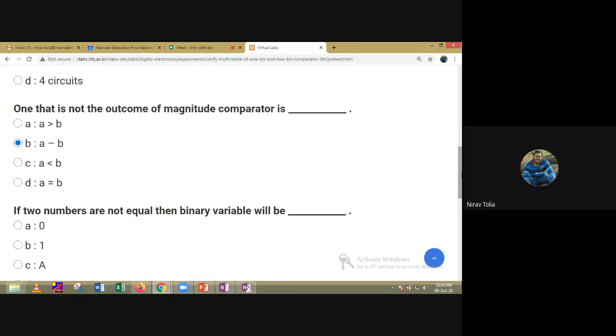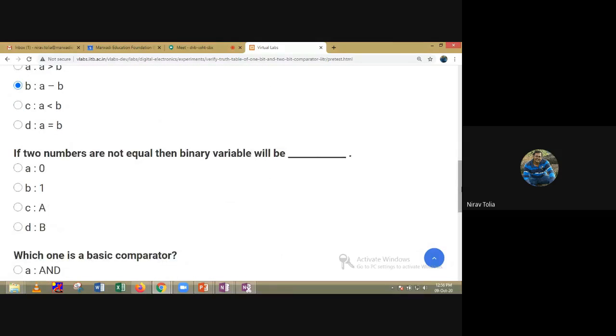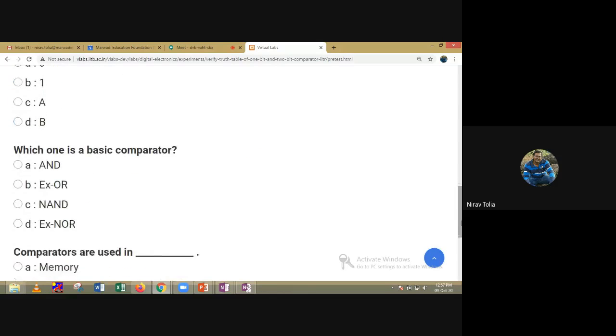Okay. So the third one. If the two numbers are not equal, then the binary variable will be 0 or 1, or it is A or B. So A, B, C, D. Okay, Mahima, Jenny, Anand, Chintan, Ravi, Krunal, Parth, Bhavesh, Jay, Lisa give the answer that it is 0. Okay, very good.